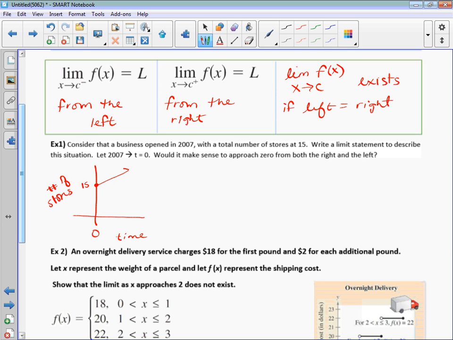I'm just making the assumption that the number of their stores grew. I don't really know that. We're just drawing the graph that way. So let's think about our limit from both sides here. So the limit of the function as x approaches 0 from the right. Well, we're approaching 0 from the right. 15, right? If it was infinity, it'd be infinity.